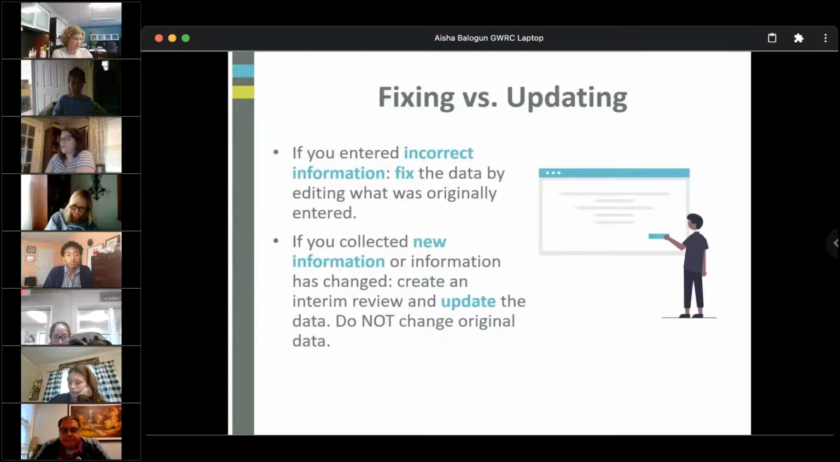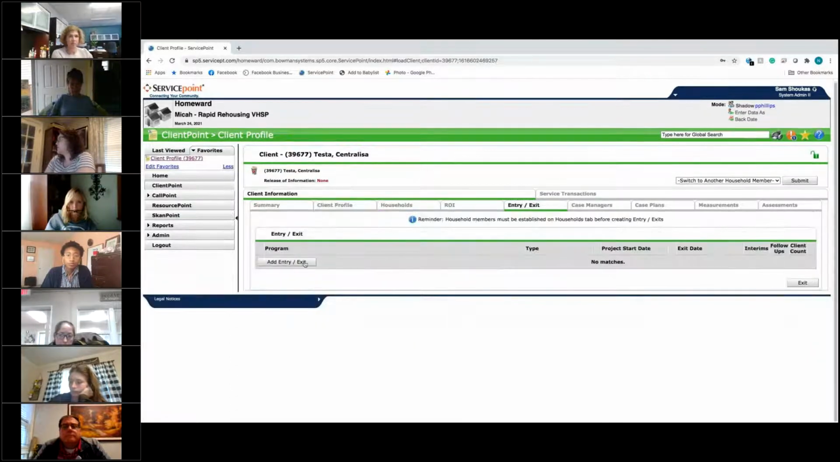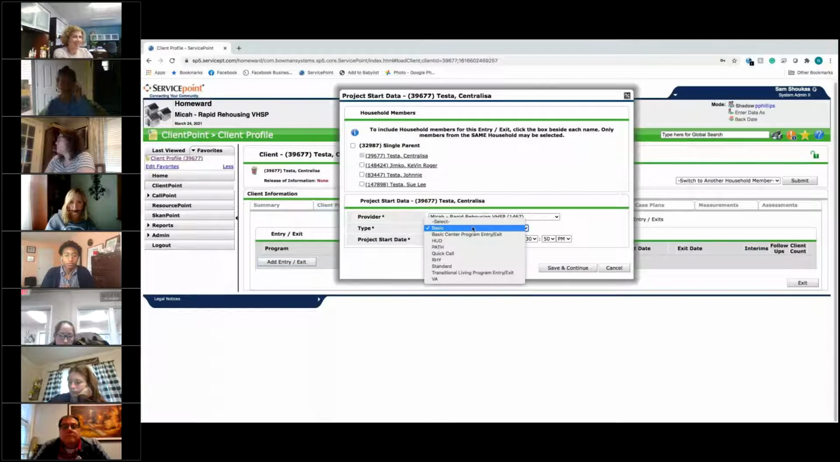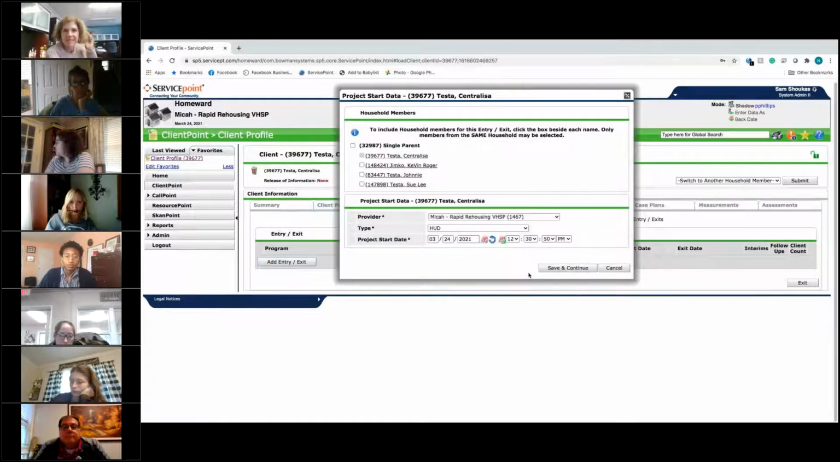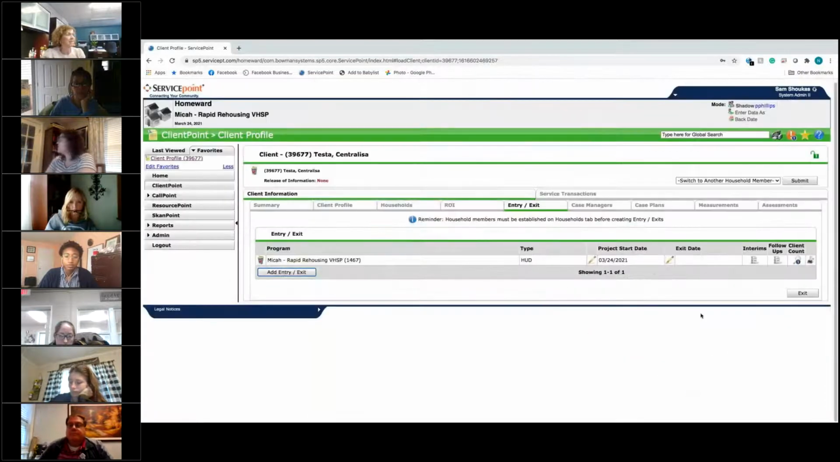And so I'm going to just show you where that is so that you're able to see it. So Aisha, I'm just going to take over for just 1 second. So this is our test client, Centraliza Testa. If you look at Centraliza and you were to enter her into a project, if you needed to make an update because now something has changed, interims is where you end up doing that.